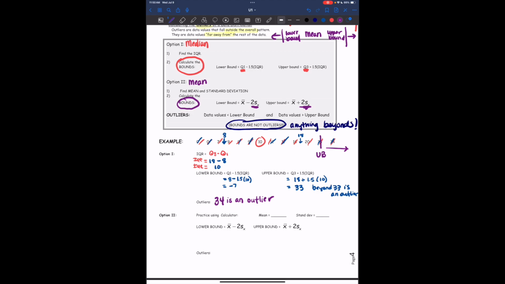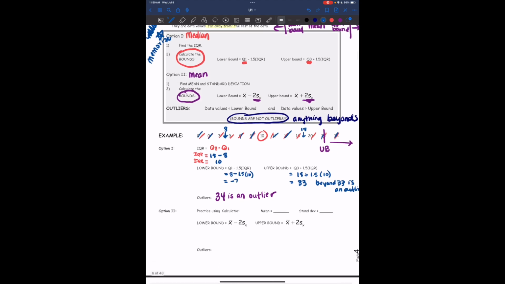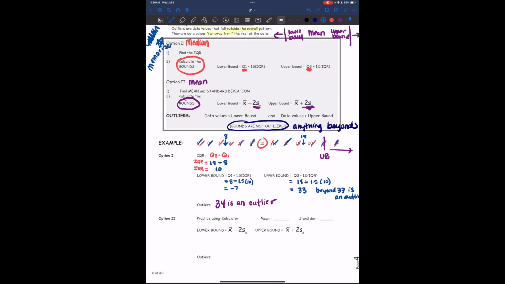Okay, so I would say the one that we're probably going to use more often and that is easier to use is probably option 1. I would say maybe memorize. You have to memorize one of these things, so pick one, but you need to memorize something of this. So let's practice putting this in our calculator, because to get the mean and standard deviation of data is kind of a pain in the rear end.